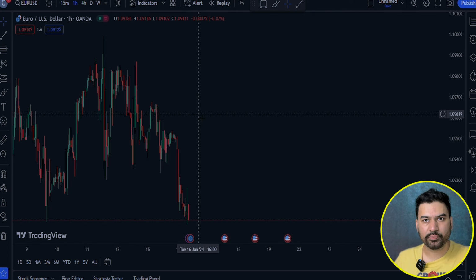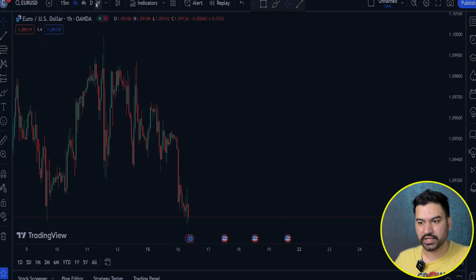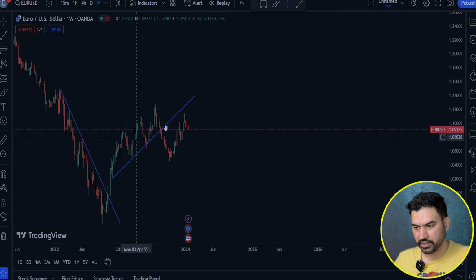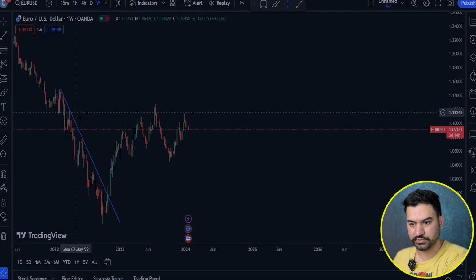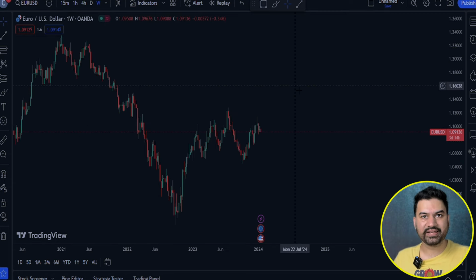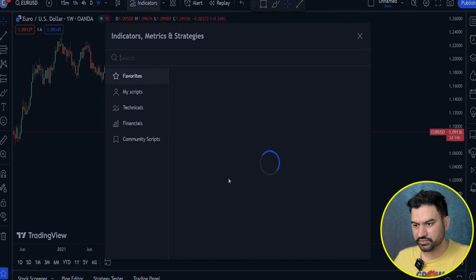So here I have opened a chart of the euro versus USD. I will change the time frame from 1 hour to the weekly time frame. Here I will change it. I will get rid of this line, just press delete. Now we will apply the RSI indicator and MACD. Just go into the indicators and search for the MACD.